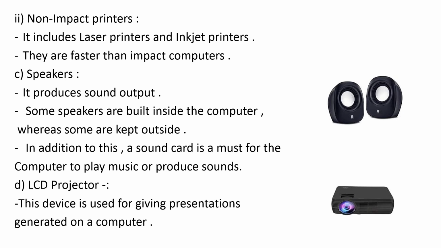Now the next type of printers are non-impact printers. Non-impact printers are the printers which we use in today's days. They include laser printers and inkjet printers. Laser printers are the printers which give us the output in black and white ink. And what are inkjet printers? The printers which give us the output in colored form. When we get the output in colored form, those are the inkjet printers.